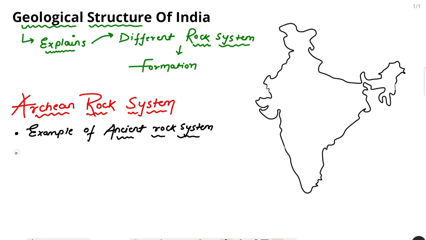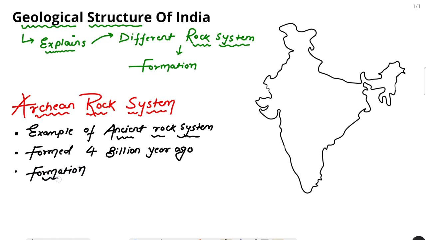The second point is that the Archean rock system was formed 4 billion years ago. Okay, now the question is how it was formed, what is the formation, how did this Archean rock system form?